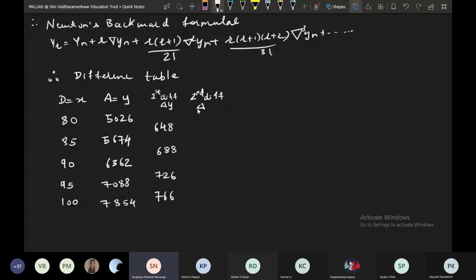The second difference is denoted as del square of y. What is 688 minus 648? It is 40. Then the next value, 38. Next difference, 40. Okay. Go for the third difference.